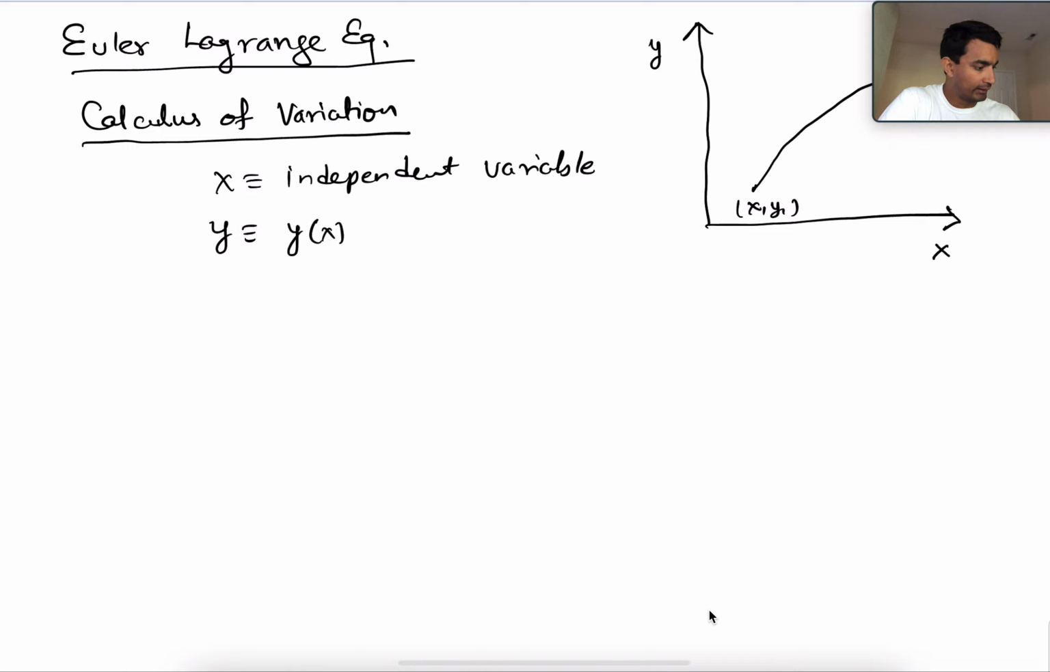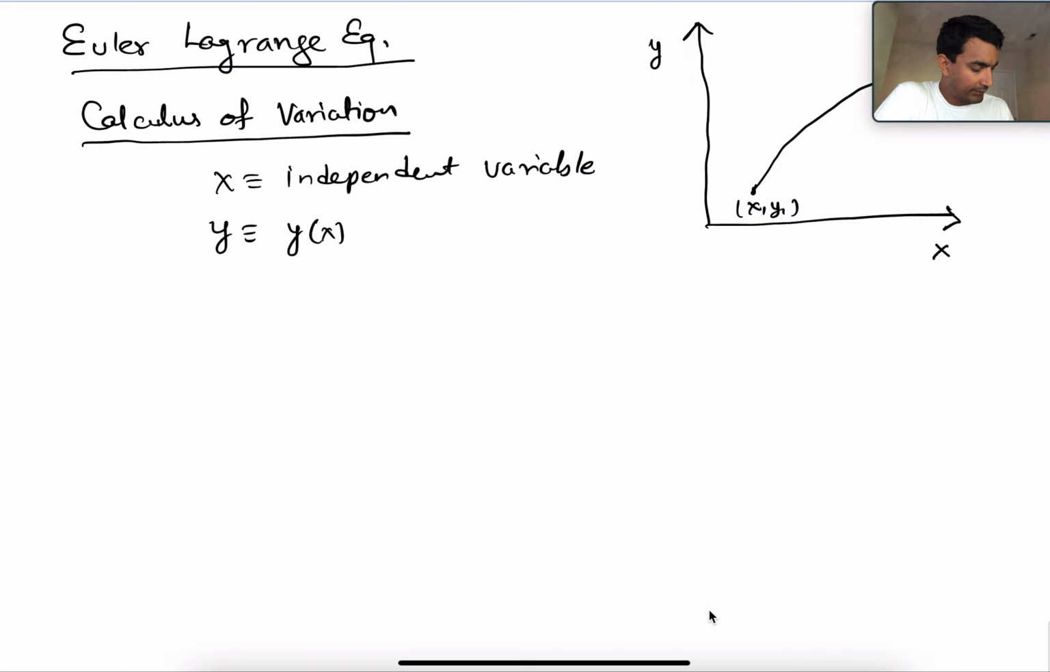Now there are several such functions that are possible which can connect these 2 points, x1, y1 and x2, y2. So there is a constraint, and essentially the idea of calculus of variation is to use this constraint to find the functional form of y of x. So this is how we will do it.